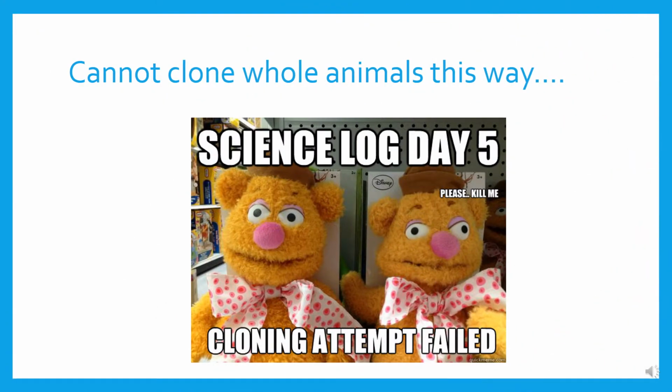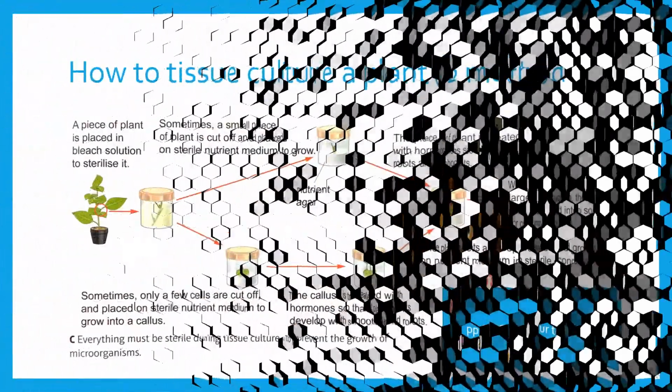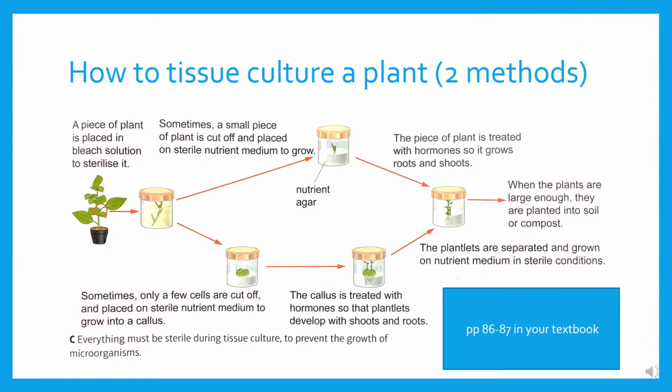Tissue culturing can't be used to clone whole animals because animal cells are already differentiated. Plant cells, however, are meristematic. They act like stem cells and are undifferentiated. Now there are two methods to tissue culture a plant. This diagram is on page 86 and 87 of your textbook.